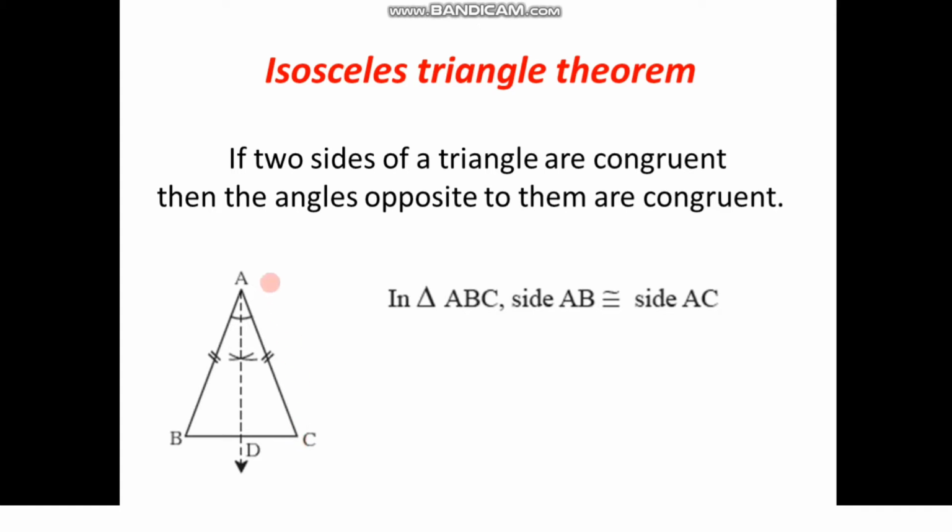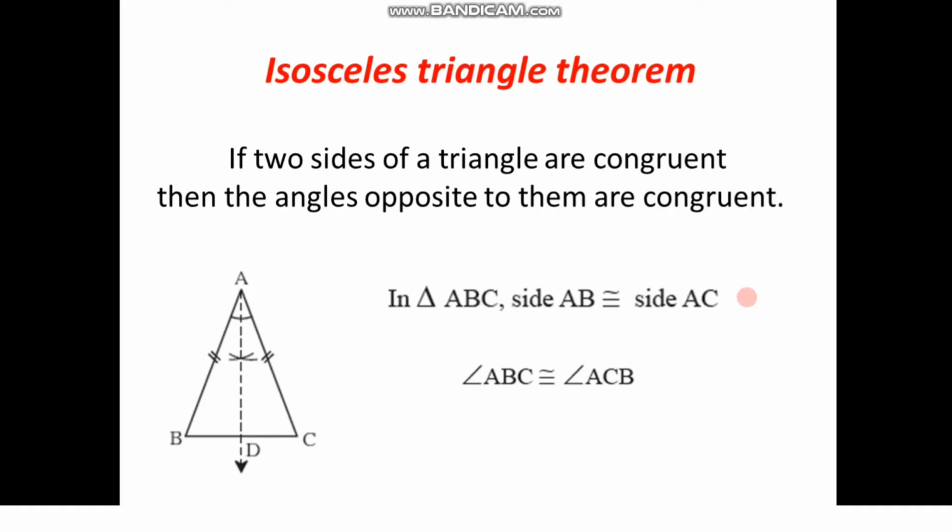If it is so, then angles opposite to them are also congruent. That means angle opposite to AB is congruent to angle opposite to AC. And angle opposite to AB is angle C, and angle opposite to AC is angle B. So in this case, angle ABC is congruent to angle ACB. So this is the property we are going to verify using GeoGebra.